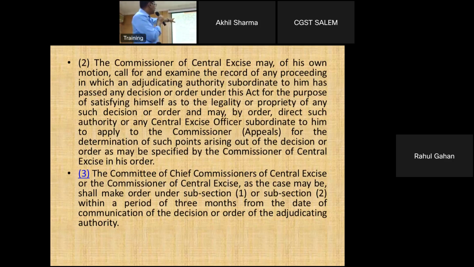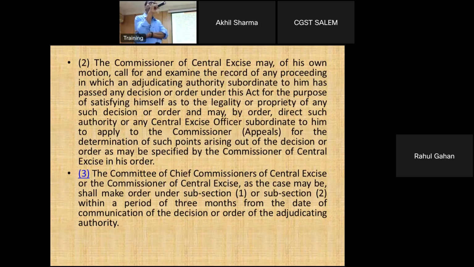Commissioner appeals for subordinate to be appealed to the commissioner appeals for determination of such points, as the case may be specified by the commissioner in his order. Those are the grounds of appeal they are saying. Committee of commissioners: if it is a commissioner appeals order, previously, before I think 94, the commissioner could directly file appeal before the tribunal. No, it is not so.